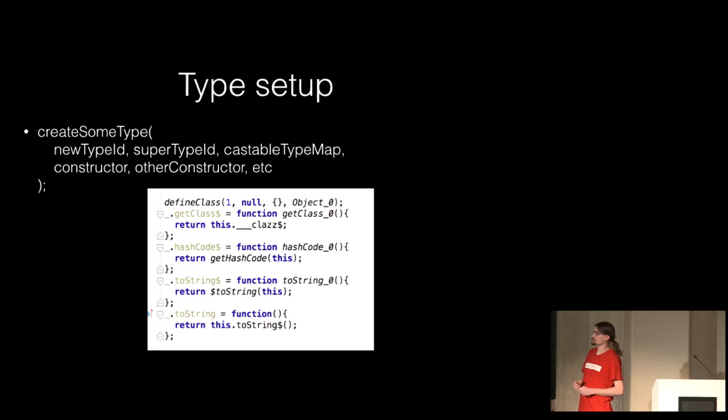Basically, when we're in obfuscated code, this follows the form at the top. We're going to create some type, and it's either going to have a new type ID and then a super type ID, or a null, or a different object if we're using JS interop. Then we've got this castable type map, which I'm not going to tell you about right now. And then all the various constructors which we end up using in order to create this particular object.